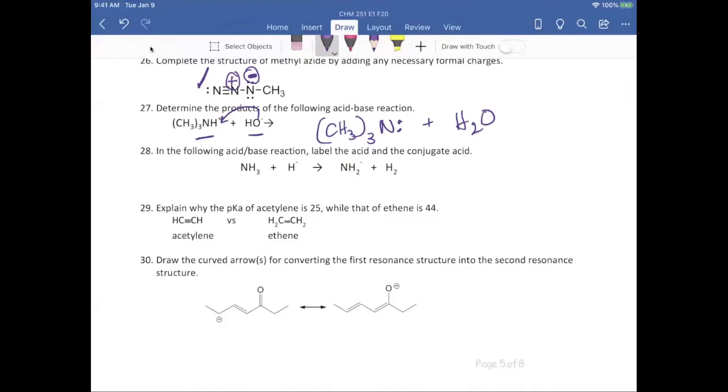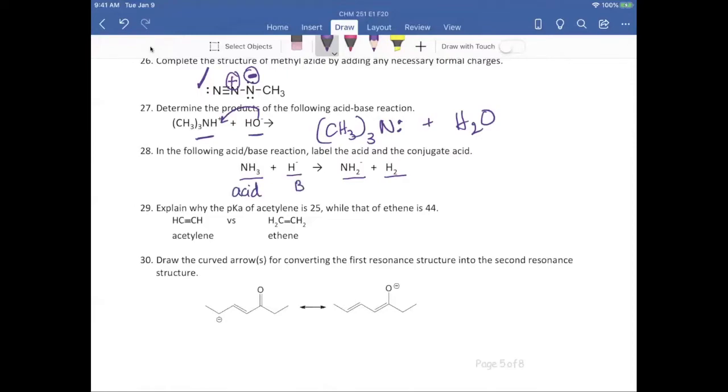Okay, and the next one, same thing. We're going to look at the acid-base reaction, and we need to identify the acid and the conjugate acid. So if you look at the starting materials, we have NH3, and over here we have NH2-. So this guy right here donates a proton. And then here we have H minus, and we have H2, so that one gained. So a proton donor is going to be my acid. This would be my base.